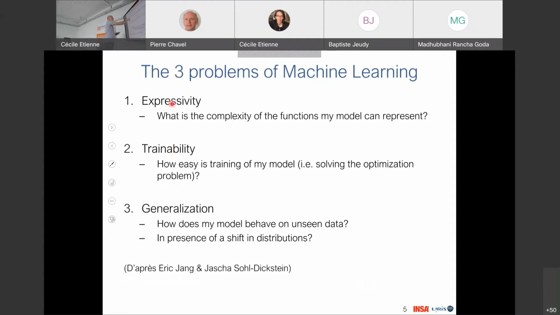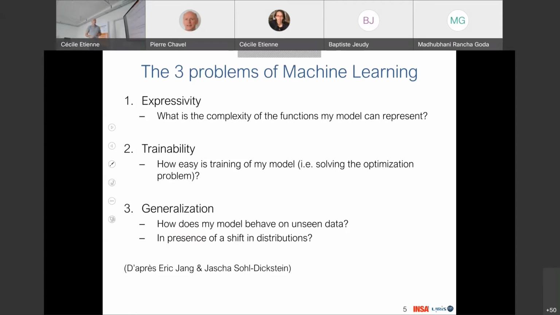So even if I have solved this problem of expressivity, so I have a model, I can train this model, and this model has very low train error, the question is, does it generalize? So does it also provide good estimates, low error on unseen data? So these are the three problems we'll need to address.